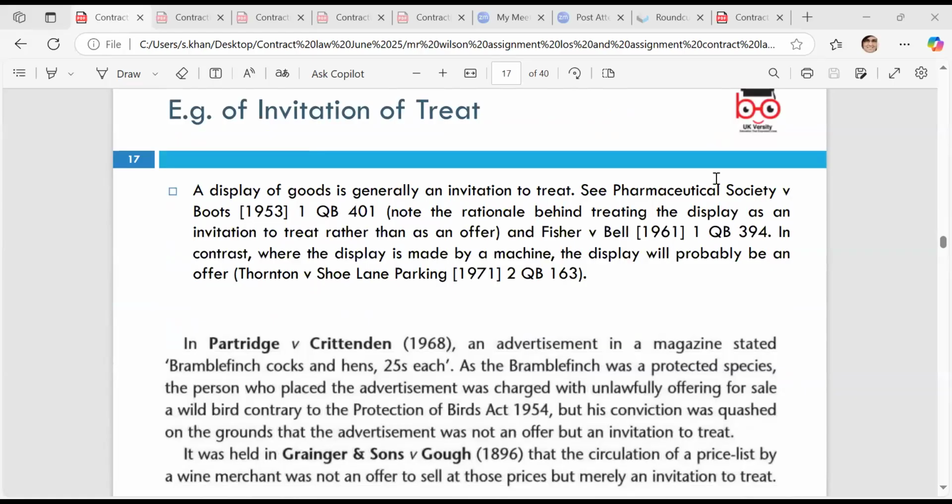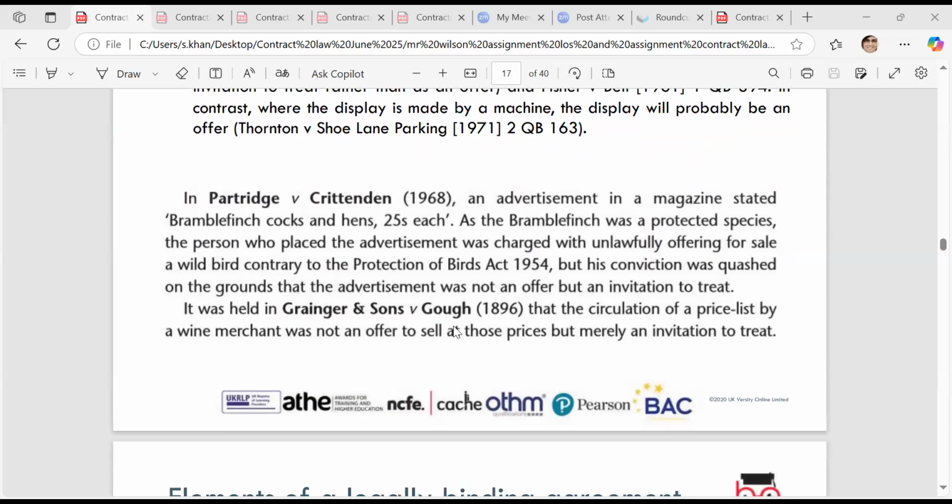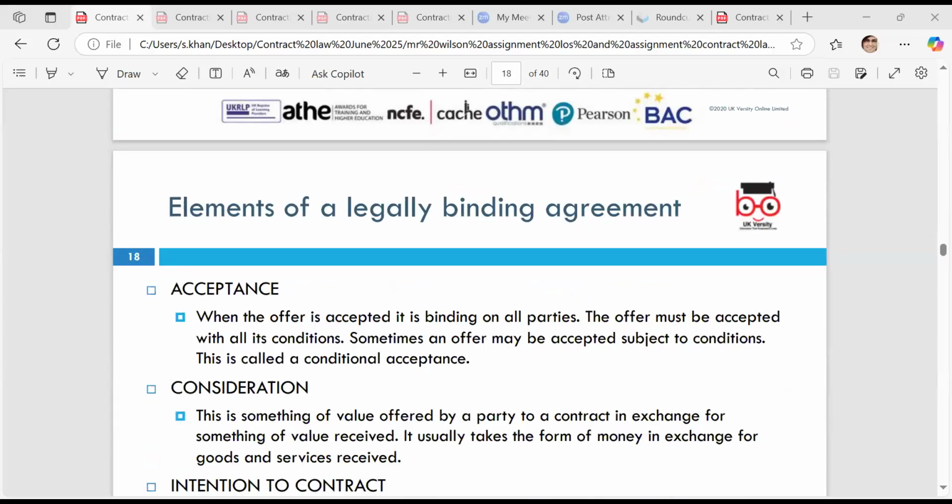An invitation to treat is generally a display, an invitation for someone. The famous case is Pharmaceutical Society and Boots, where they displayed goods as an invitation to treat rather than an offer. And Fisher and Bell, which was about a knife, how they displayed that, and it was an ITT. Another case is Grant, Partridge and Crickington. So have a look at these cases in your own time because you will need these to help you with the assignment, okay? So, elements of a legally binding agreement.